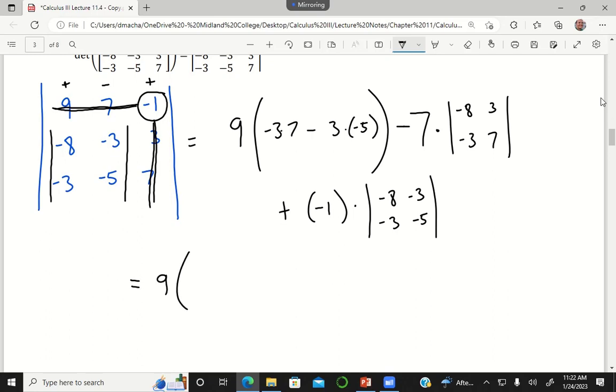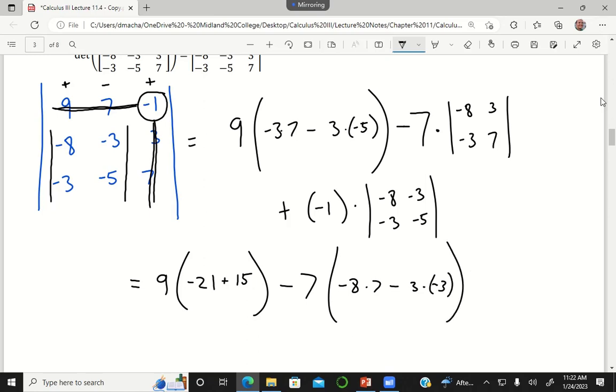So I have 9 times, negative 3 times 7 is going to be negative 21, minus 3 times negative 5 is going to be plus 15. Okay, minus 7 times the determinant of this 2 by 2 matrix, which is going to be negative 8 times 7 minus 3 times negative 3. Plus negative 1, I'll just write minus, times the determinant of this 2 by 2 matrix, which is negative 8 times negative 5 minus negative 3 times negative 3.